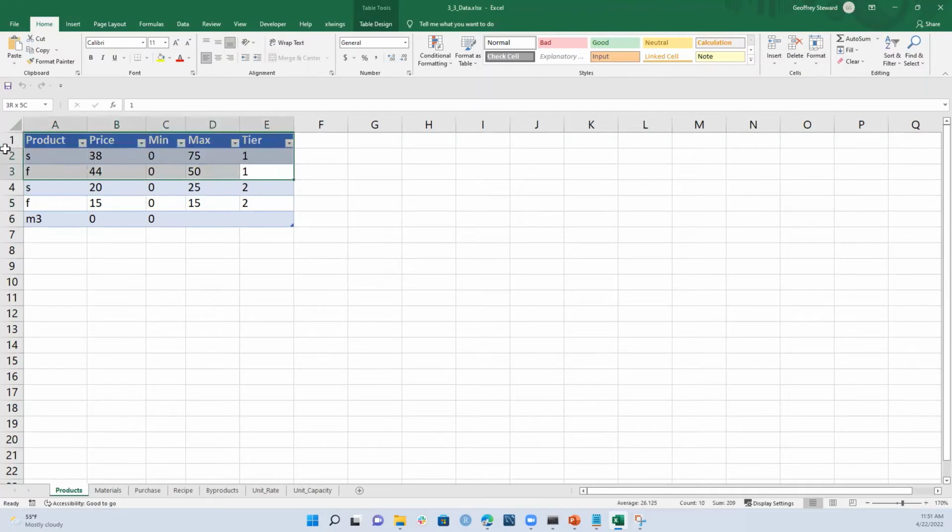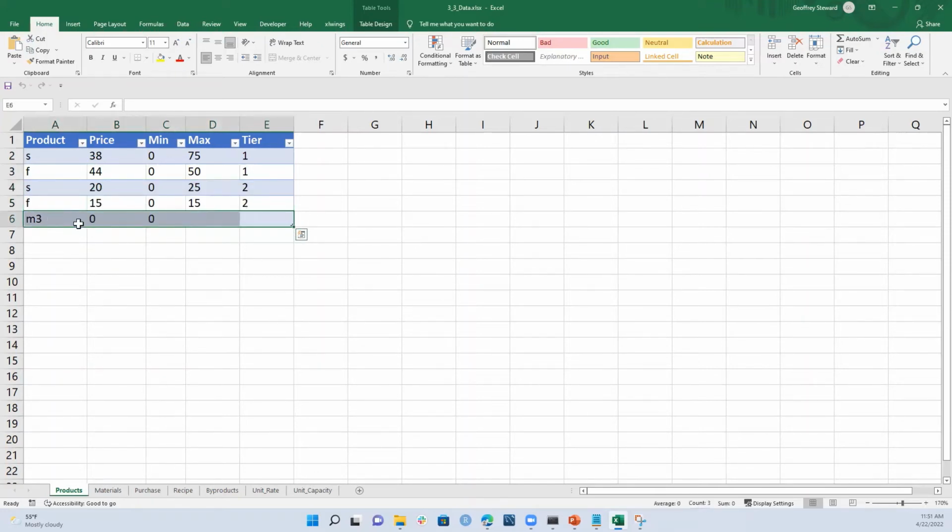So for the premium market, we can sell solvent base and fuel additive at $38 and $44 per ton respectively, up to a maximum demand of 75 and 50 tons respectively. For the discount market, we can sell solvent base and fuel additive at $20 and $15 per ton respectively, up to a maximum demand of 25 and 15 tons respectively. And again, that represents our discount market.